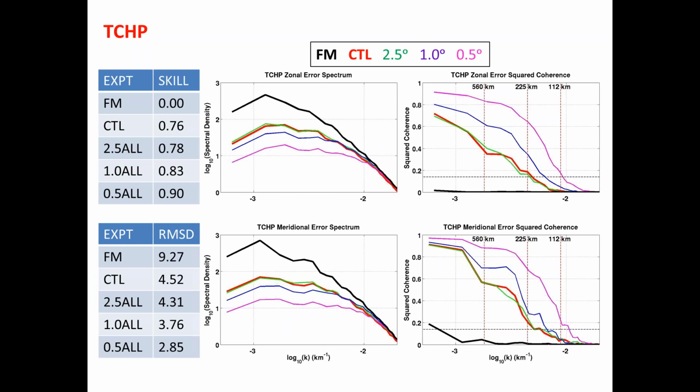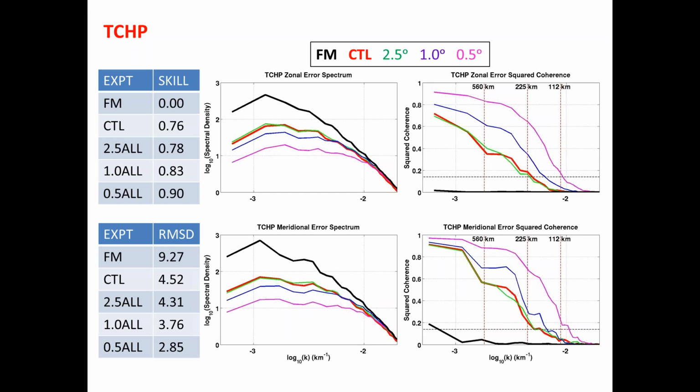The red curve is from the control run, and what you can see, of course, is substantial error reduction and significant squared coherence for that. But if you add the CTDs, there's really very little improvement at 2.5 degree resolution, more improvement at 1 degree resolution, and substantially larger improvement at 0.5 degree resolution. And in terms of skill score, you can see substantial error reduction. And in terms of the RMS difference, you see the control run RMS error is reduced by about 50%, and you get another 30 to 40% reduction by the time you deploy CTDs at 0.5 degree resolution.